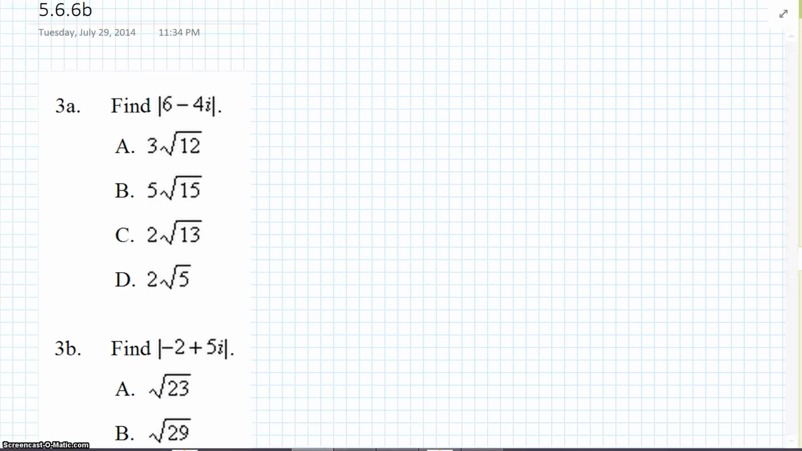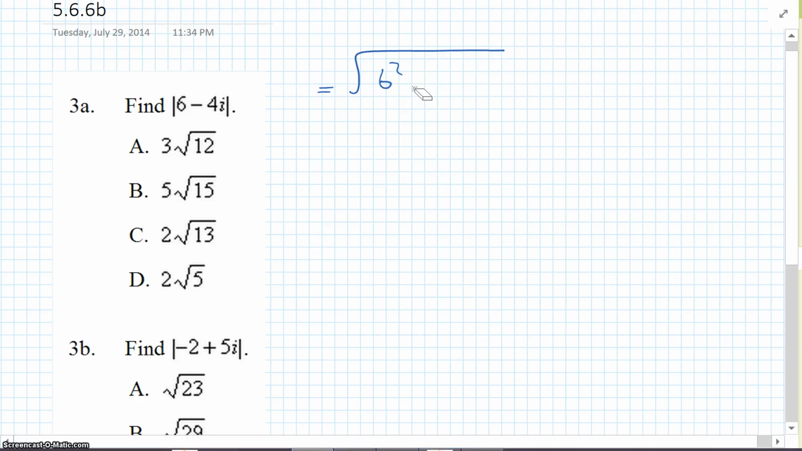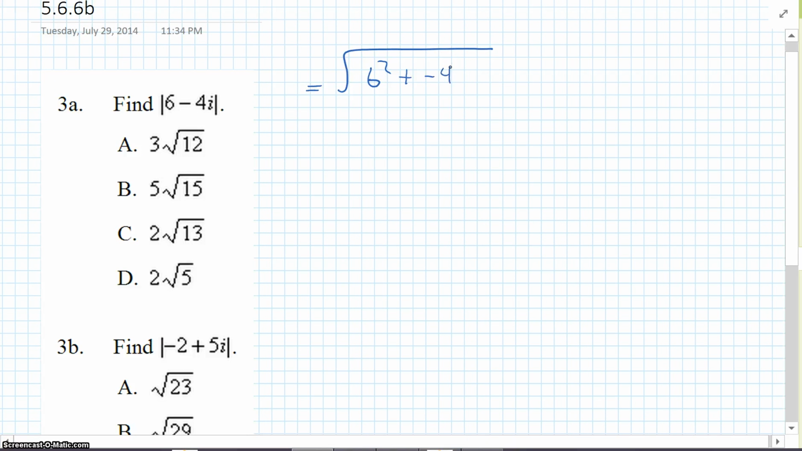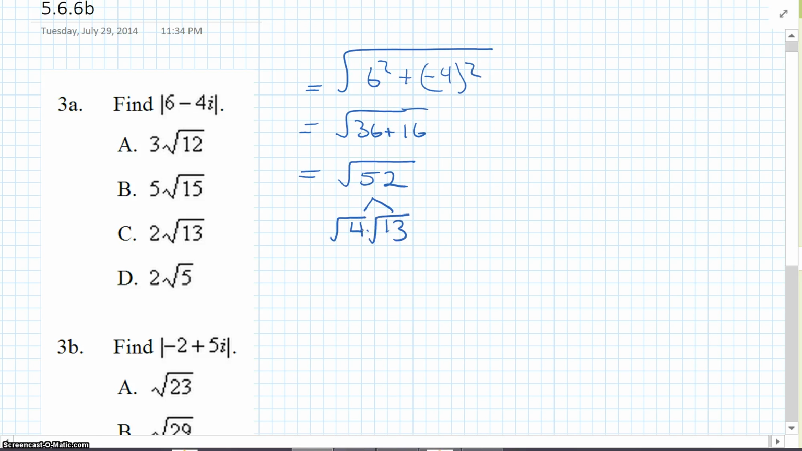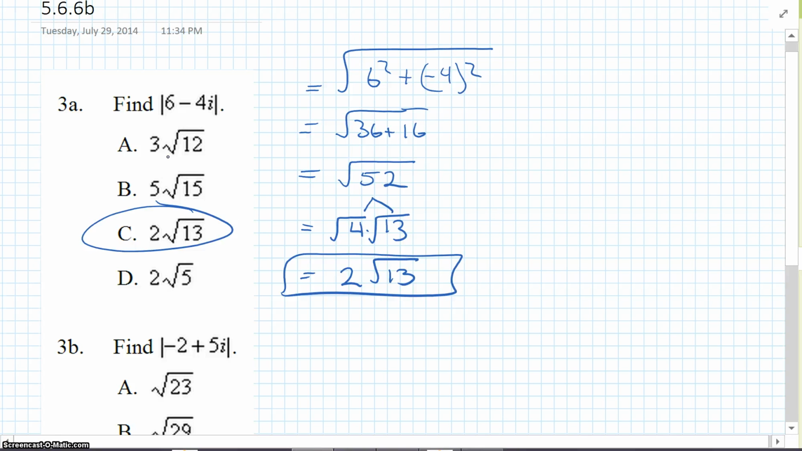So let's look. Find the absolute value of 6 minus 4i. That's going to be the same thing as the square root of 6 squared plus negative 4 squared. So that's going to be the square root of 36 plus 16, which is the square root of 52. See 52, I can pull out a 4 and a 13. So the square root of 4 times the square root of 13. The square root of 4 reduces to 2 times the square root of 13. So the answer is 2 square root of 13.